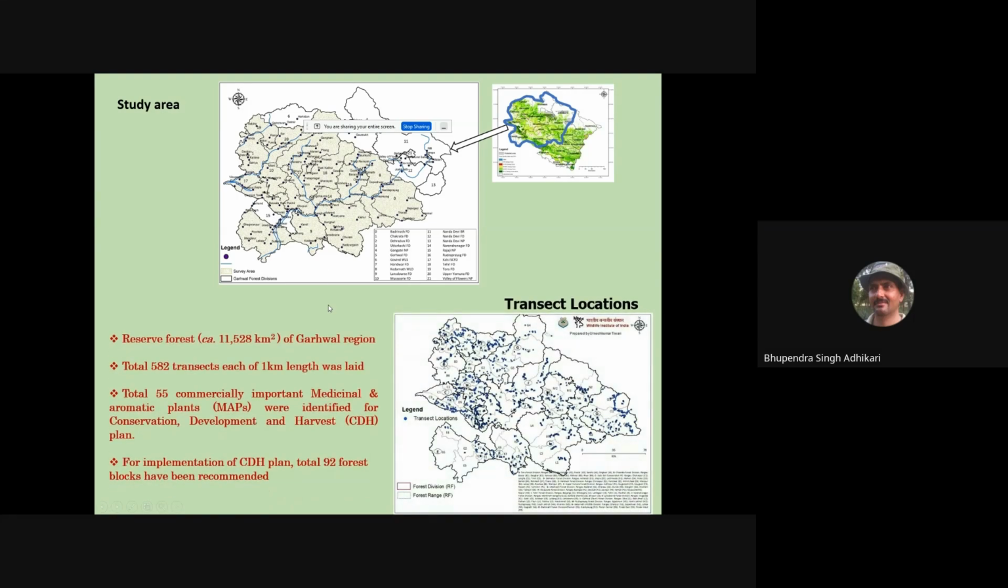So we have put almost 582 such transects of 1 kilometer length, and we have found that there are 55 commercially important medicinal plants which can be extracted. For that we have developed a conservation, development and harvest plan, for which we have identified 92 such blocks, and we have recommended them for conservation, development or harvest.